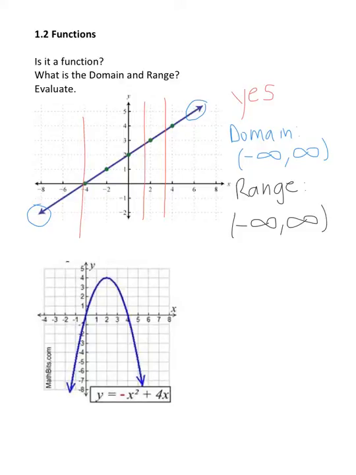Let's look at the next one. It's a parabola, which is a quadratic. We actually have the equation for that as well. If we want to test it using the vertical line test, we see that there's no place where it's going to cross more than once. So this is a function. And let's look at domain.